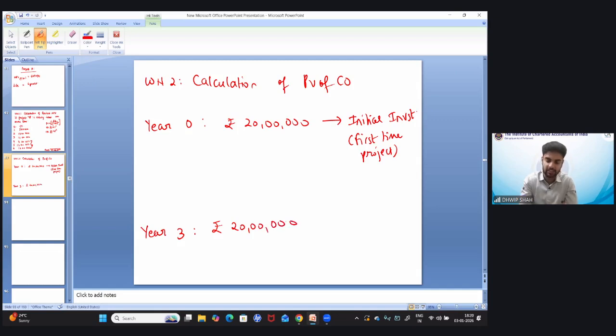So can I say this investment would happen at the end of year 3, and we want to bring it into present value terms. So I have to discount this also at 12% for the third year. Yes or no? In year 0, meaning today, 20 lakh is invested, so there is no need for any discounting. So how much is the discounted cash outflow at the end of year 3?